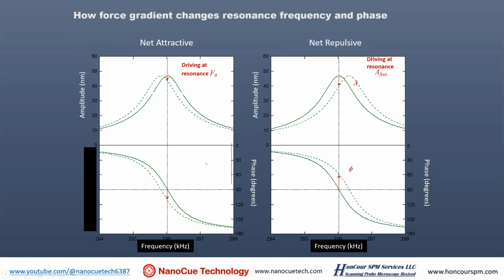So, in other words, we could suggest that if you look at the phase image, the phase signal channel, when you see the phase shifting negative, you can probably conclude the tip is experiencing an attractive force gradient. And when you see the phase shift to the right, you can probably suggest that the tip is experiencing a repulsive force. That's great. Now we have some idea of the force.